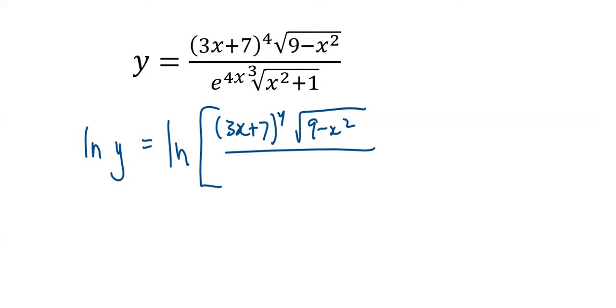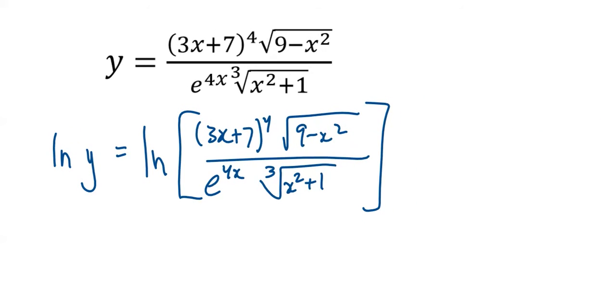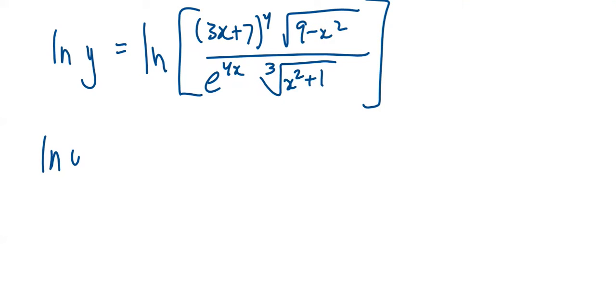Yep, and so because it's a quotient, it's ln of the top minus ln of the bottom, but then we can also separate all the products. And can't we turn it into this? ln of y equals ln of (3x plus 7) to the 4, plus ln of the square root of 9 minus x squared, minus ln of e to the 4x, minus ln of the cube root of x squared plus 1. And we can take it a step further.